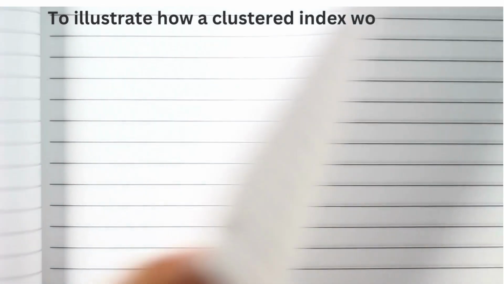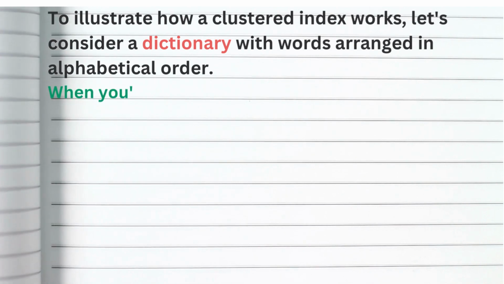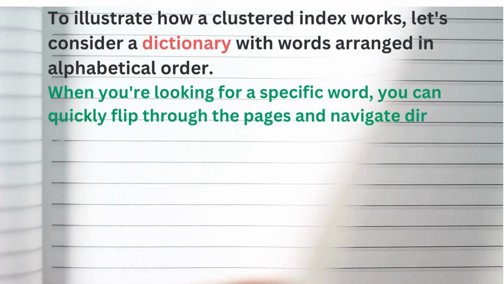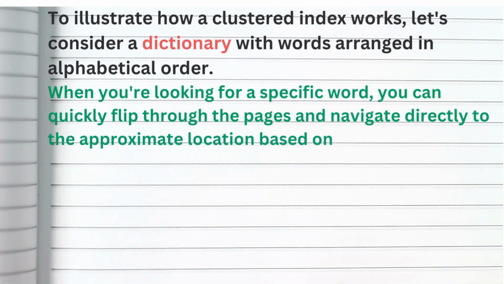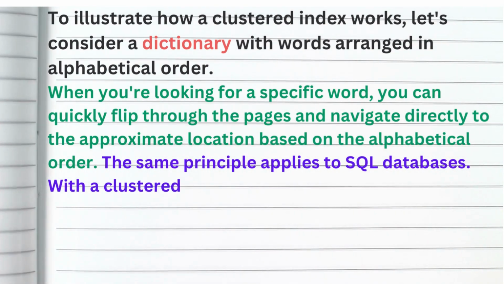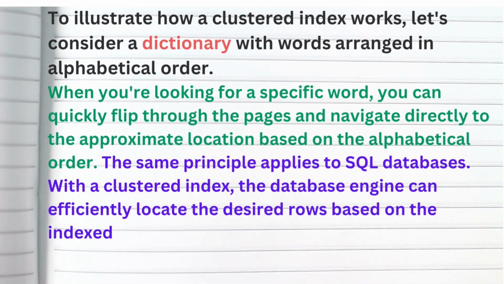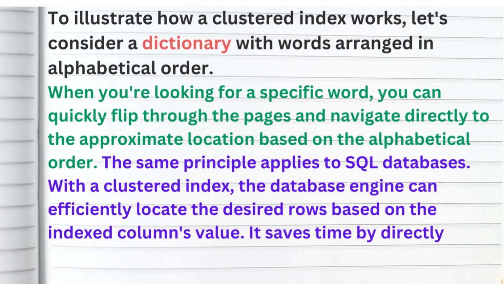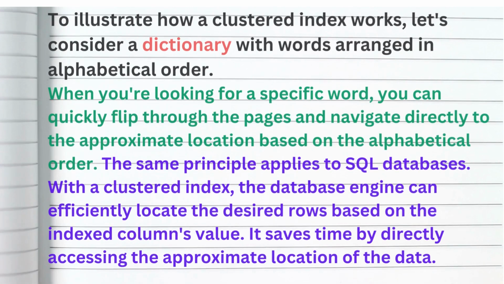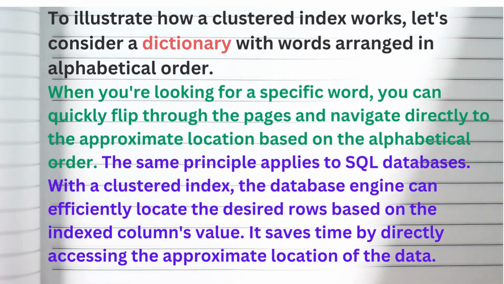To illustrate how a clustered index works, let's consider a dictionary with words arranged in alphabetical order. When you're looking for a specific word, you can quickly flip through the pages and navigate directly to the approximate location based on the alphabetical order. The same principle applies to SQL databases. With a clustered index, the database engine can efficiently locate the desired rows based on the index column's value. It saves time by directly accessing the approximate location of the data.